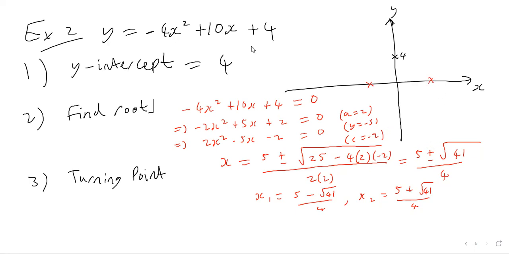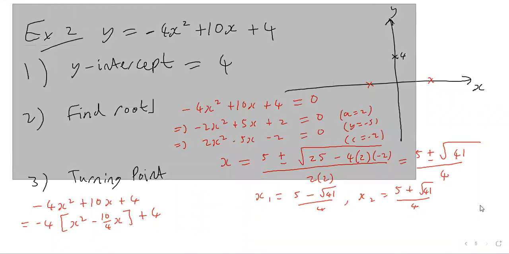And then our turning point, again, this is just going to be a case of completing the square. So we've got this minus 4x squared plus 10x plus 4. If we just factor out the minus 4 from the first two terms, we get x squared and then minus 10 over 4x, plus the 4 on the outside there. Again, I'm just going to make the writing smaller.